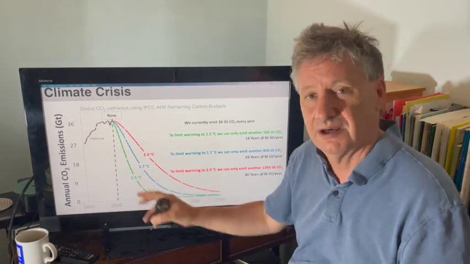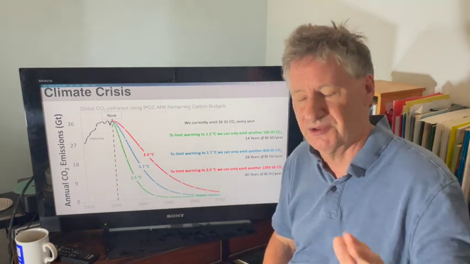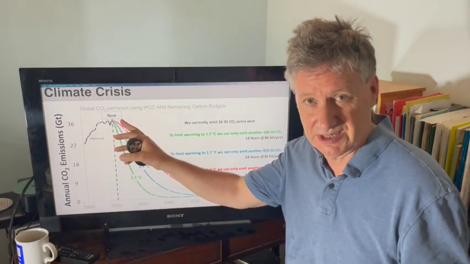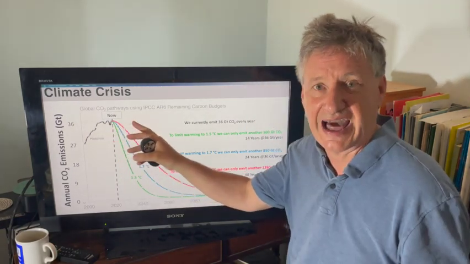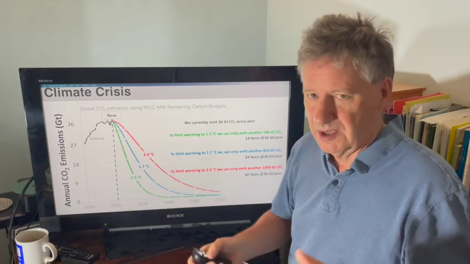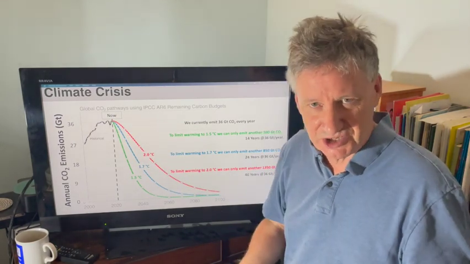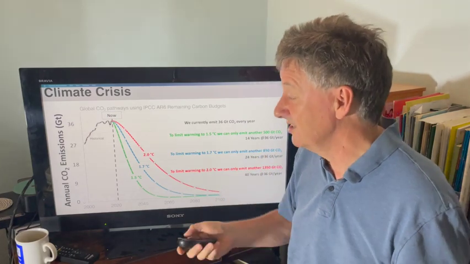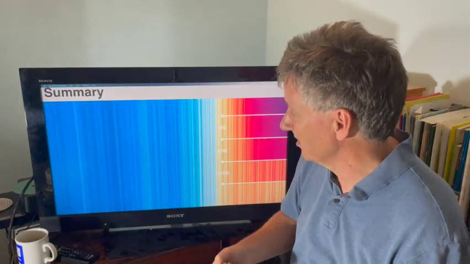Are we on the green curve? We are nowhere near the green curve. This black curve is probably still rising at the minute. We haven't even gone flat. So this is a desperate situation. And if you don't want the earth to warm, we need collectively to do something about it.